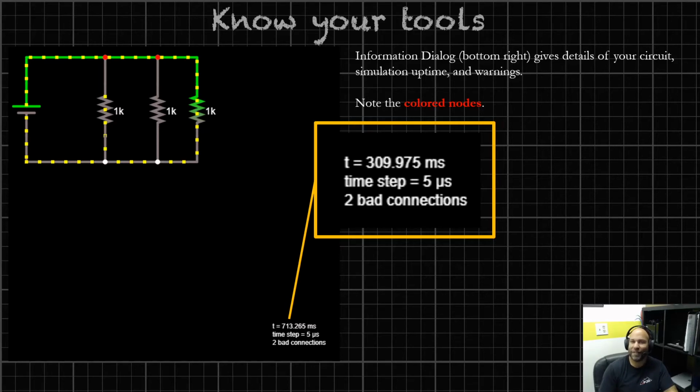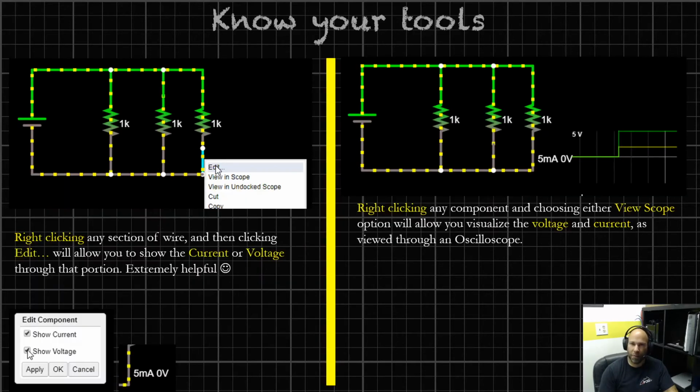I want you to actually see what's going on within your circuitry as you're starting to build these and simulate them. We talked about the oscilloscope really briefly. Anytime that you right click on a section of wire, again, you can show the voltage and show the current. This is an example right here. It's showing 5 milliamps and 0 volts going through this wire.